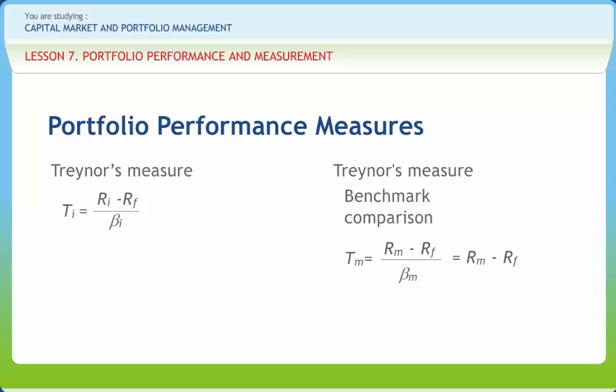If TI is greater than TM, the portfolio would plot above the security market line, indicating superior performance by the portfolio manager. If TI is less than TM, the portfolio would plot below the security market line, indicating poor performance by the portfolio manager.